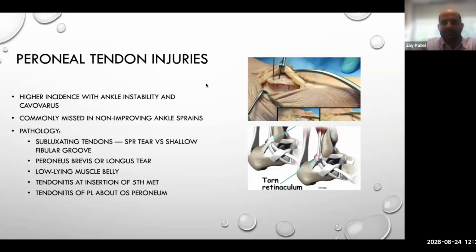And then there are multiple different pathologies that come with the peroneal tendons. You can have subluxation of the tendon. There's a tendon sheath that covers these two tendons in the retrofibular groove. If you have tears of the sheath, that can lead to subluxation or dislocation of the tendon. You can have tears within one or both of those tendons. Not very common to have a full rupture, but you can still see the tears. Brevis sometimes has a low-lying muscle belly, so if they had a sprain and it kind of caught up in the ligament, that can cause a lot of irritation as well. Sometimes it's just a little bit of tendonitis at the os peroneum or at the fifth metatarsal base where your brevis tendon inserts.